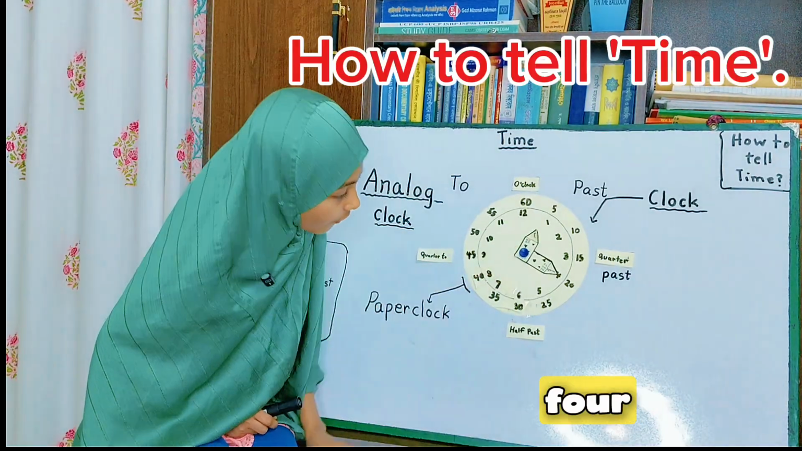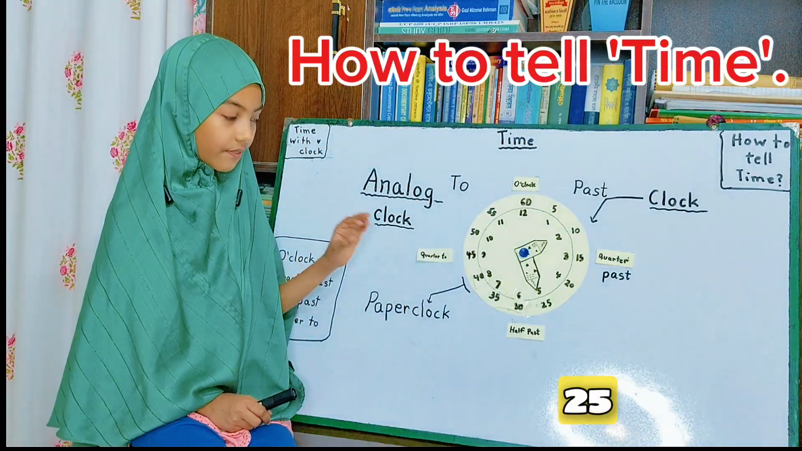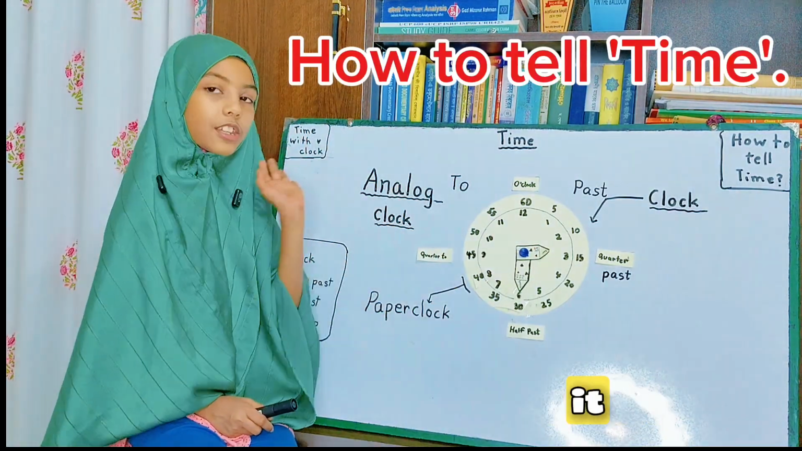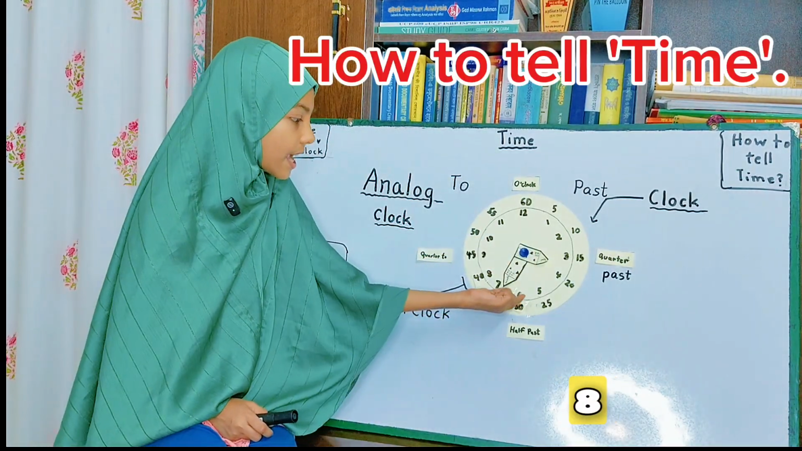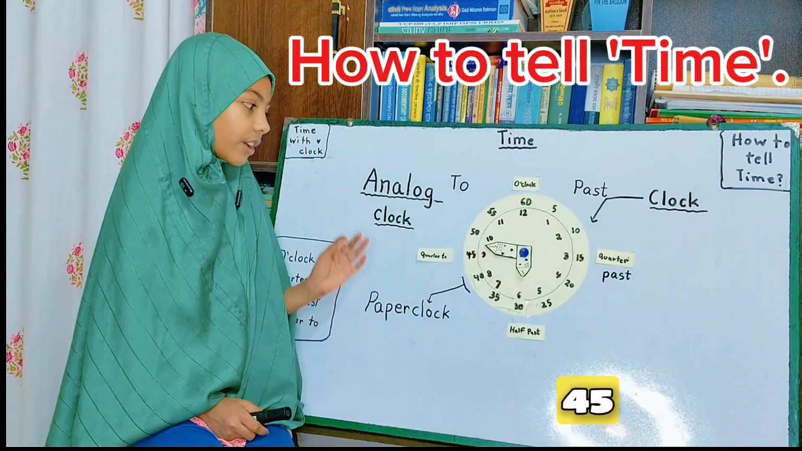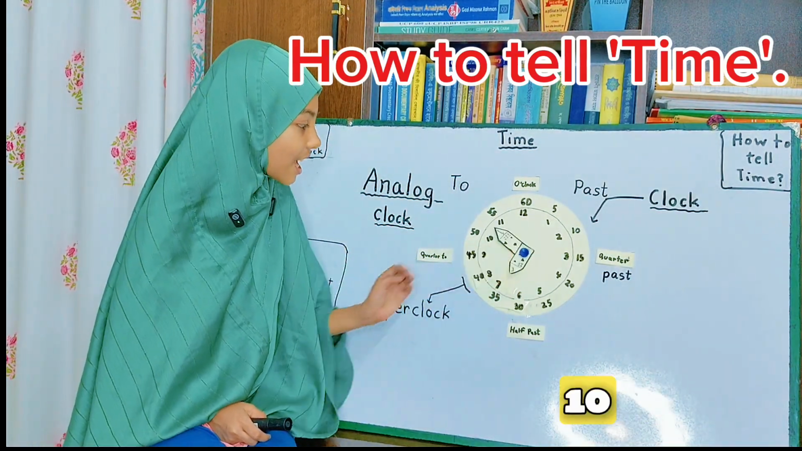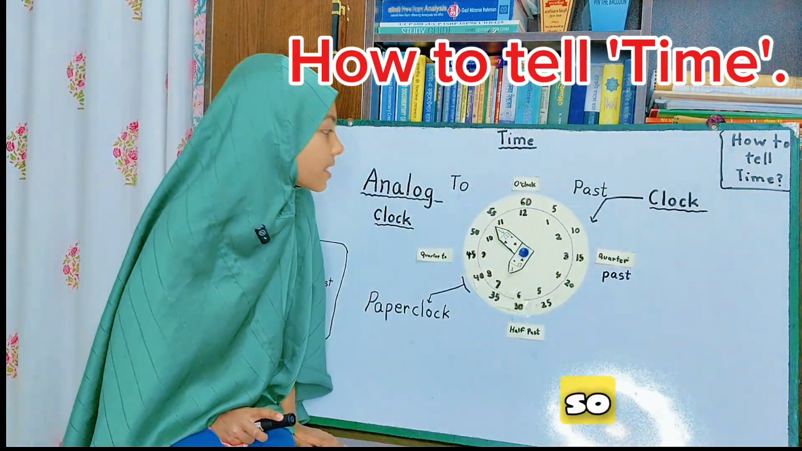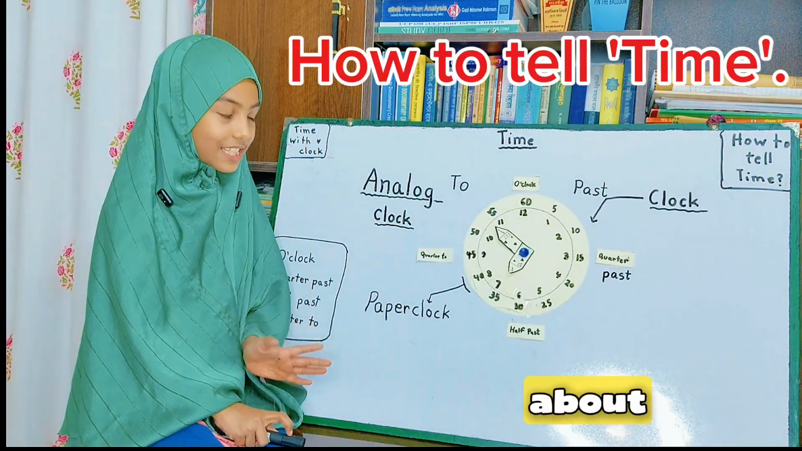So, 4 is called 20, 5 is 25, 6 is 30, and there is another name for it too. 7 is 35. 8 is 40. 9 is 45 and another special thing for it. 10 is 50. 11 is 55. So now I'm going to tell you the special things about it.